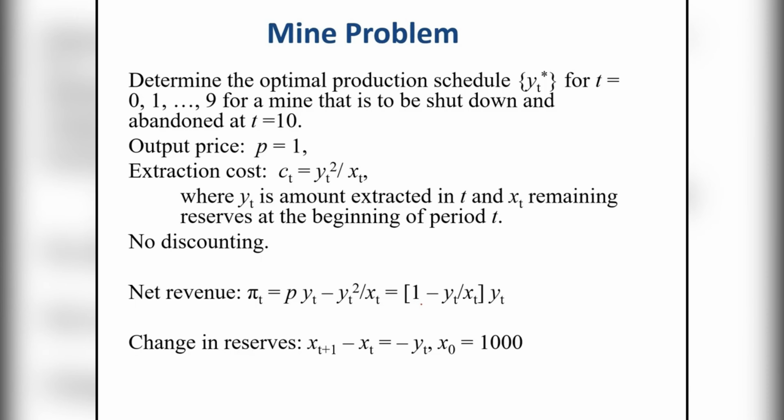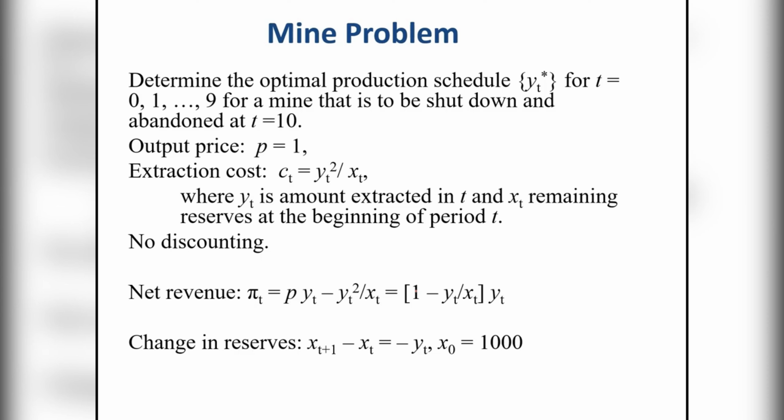We can look at a mine problem just for fun. The mine problem is this: determine the optimal production schedule for extracting ore from a mine for periods t = 0, 1 to 9, for a mine that is to be shut down and abandoned in the 10th period. We assume the output price is equal to 1 and that the extraction costs are a function of output extraction, and we take the square of output extraction, y squared, divided by x_t.